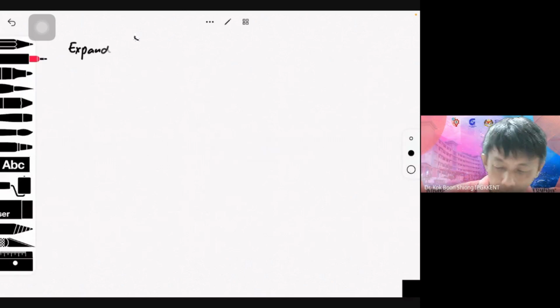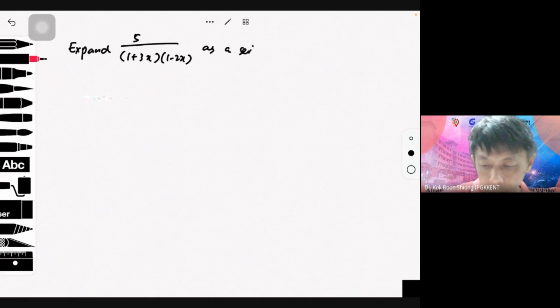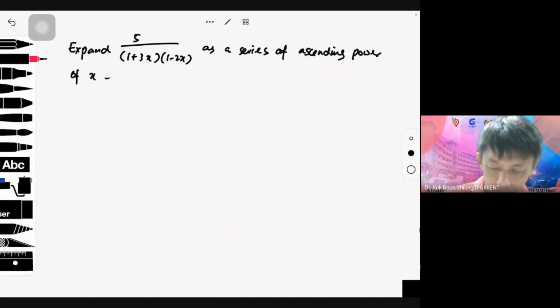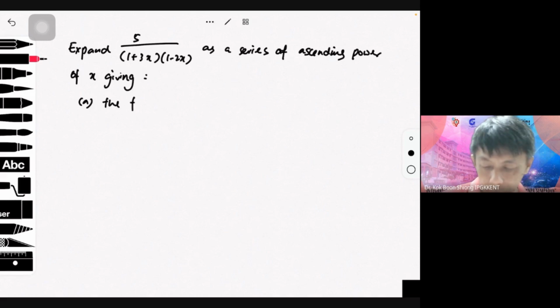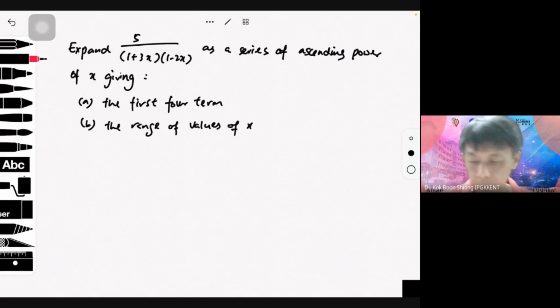Another example, we try to expand 5 over 1 plus 3x times 1 minus 2x as a series of ascending powers of x, giving the first four terms and the range of x for the binomial expansion to be valid.